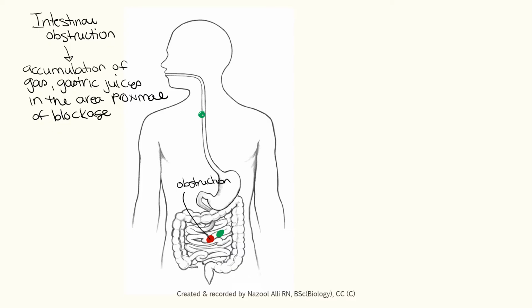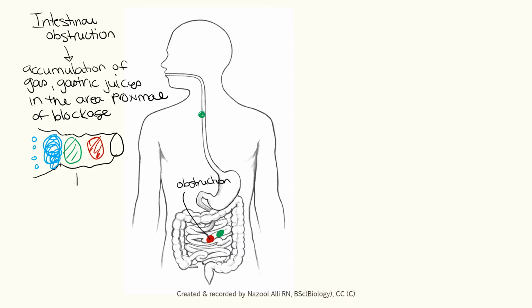So what does this mean for the patient? If we were to look at the intestinal area, we're going to say this is where the tumor is, and that bolus of food is just behind here, trying to make its way through. But now what's starting to occur is we're going to see fluid. So fluid is accumulating here, air is accumulating, and that's all accumulating in the area that's proximal to the obstruction.